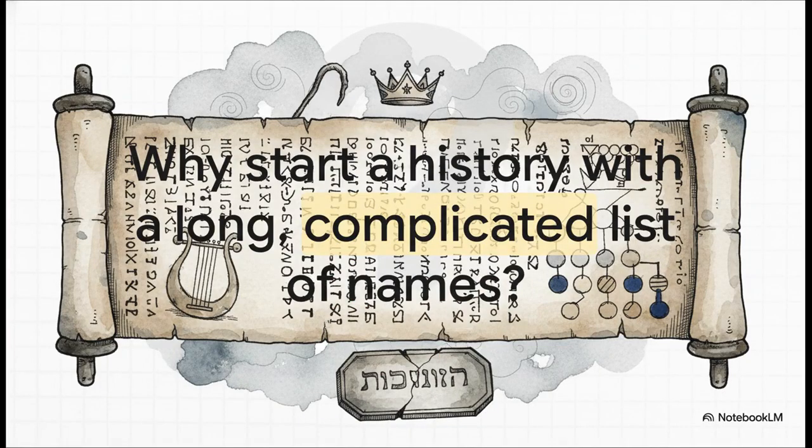I mean, it's a fair question, right? Most of us, when we hit a wall of names in an ancient book, our eyes just glaze over. It feels like a roadblock to the real story. But what if that list of names is the story? What if it's actually a carefully constructed message designed to convince you of something really important?